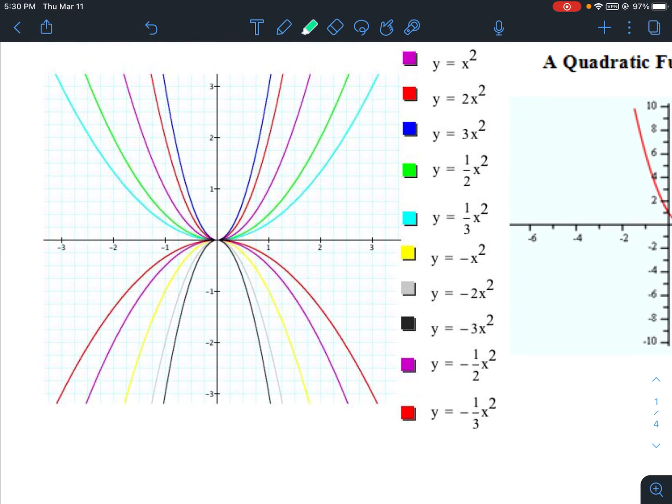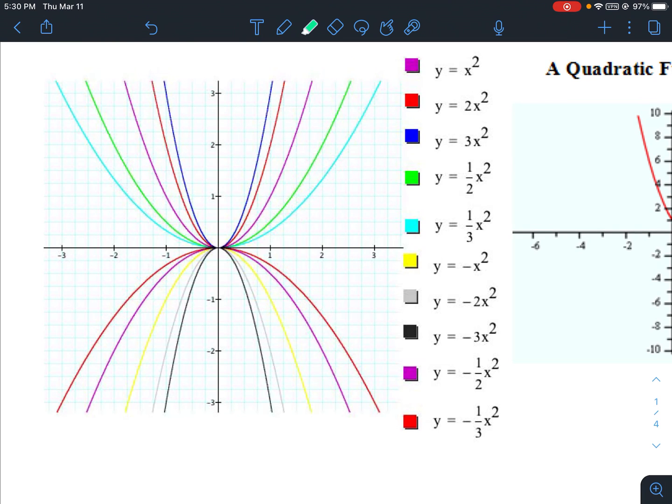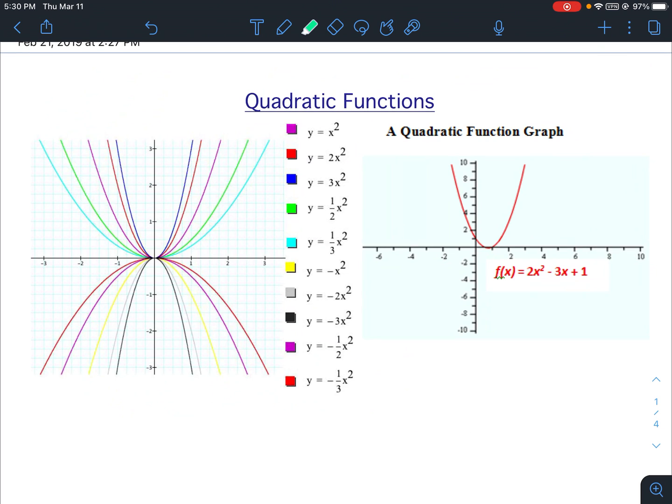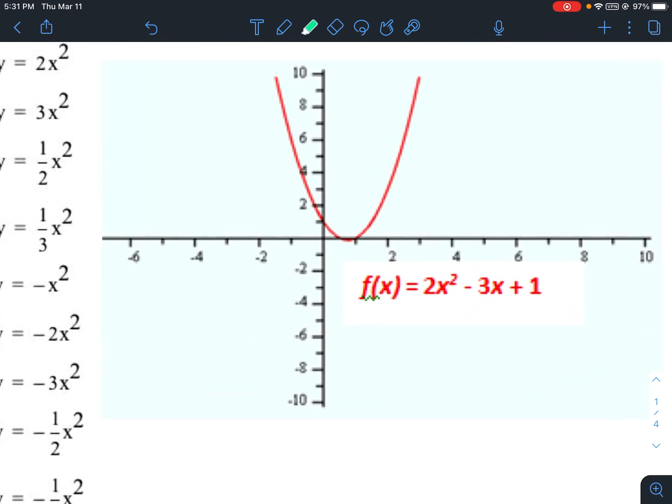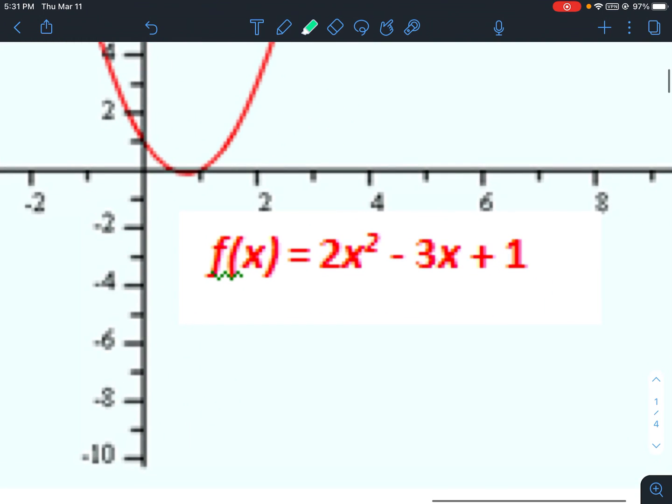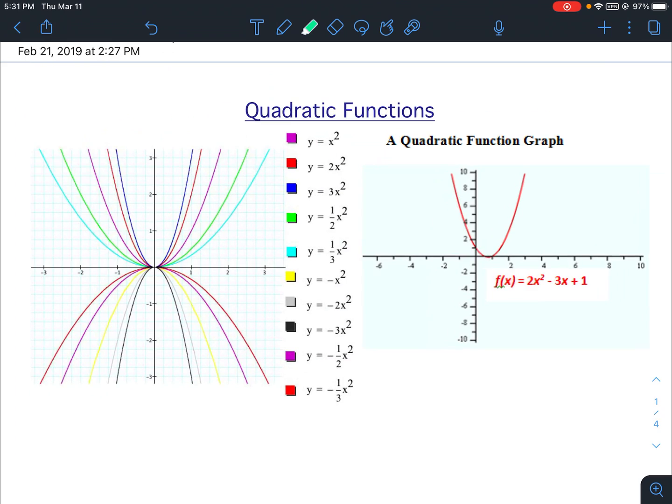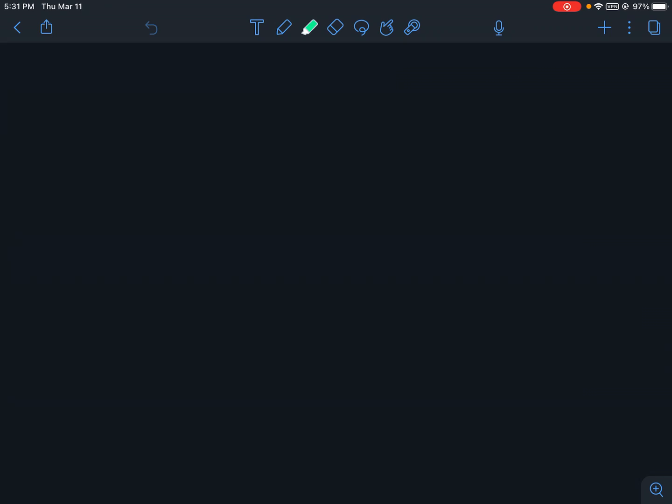What does every single one of these have in common? They have an exponent that is a square. So for quadratic functions, the highest exponent will be a square. I can go back to this one, see how the highest exponent is a square. So let's go back to our notes.